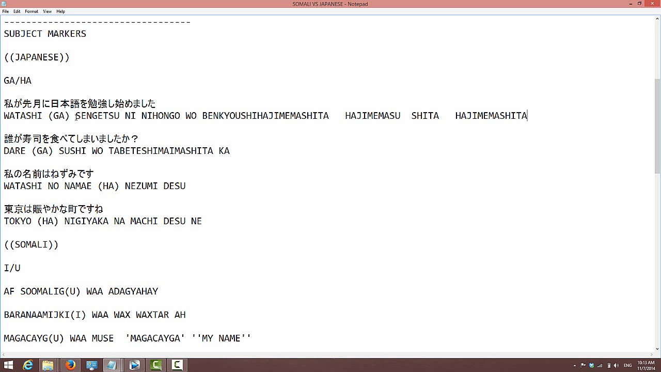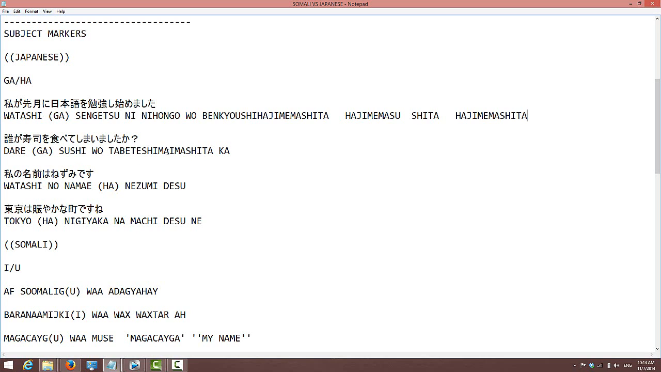The first one, watashi ga, you can actually use wa. You can say watashi wa sengetsu ni nihongo o benkyou shi hajimemashita. You can actually use wa here. That will work. But for this one, you can't say dare wa sushi o tabete shimaimashita. It won't work. So dare ga is the subject, and then sushi is the object. Sushi o tabete shimaimashita ka? So, ate all the sushi.